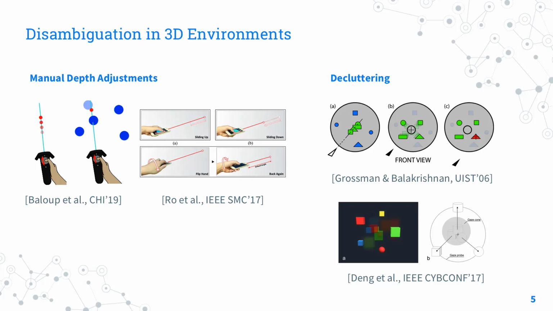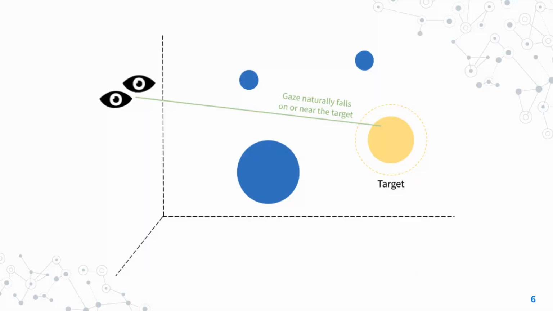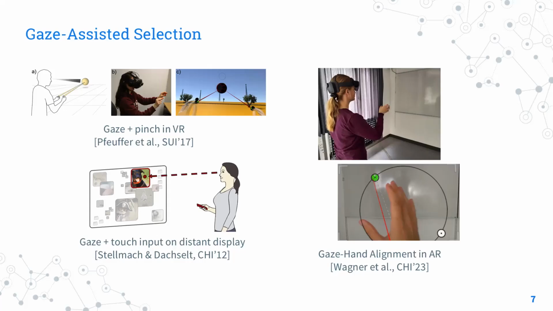So one thing that we noticed is that when selecting objects in 3D environments, our gaze would naturally generally fall upon or near the object that we want to select, right? And so this makes gaze a potentially very natural and even unnoticeable modality that can complement other input modalities in selection and disambiguation tasks. And of course, there has been numerous prior research on gaze-assisted selection.